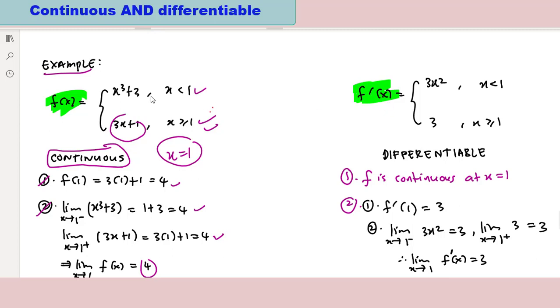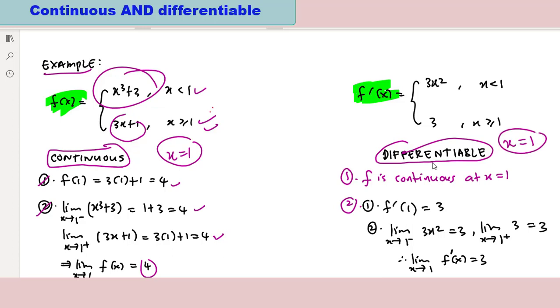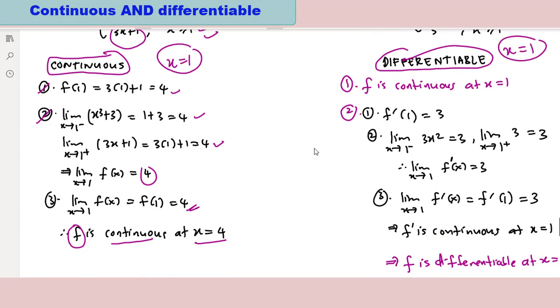So f prime of x: differentiating x cubed plus 3 gives 3x squared for x less than 1. For x greater than or equal to 1, differentiating 3x plus 1 gives 3. So this is the function f prime of x. To check the differentiability at x equals 1, the first step is that f is continuous at x equals 1, done. For the second step, we find f prime of x and check whether f prime of x is continuous or not.